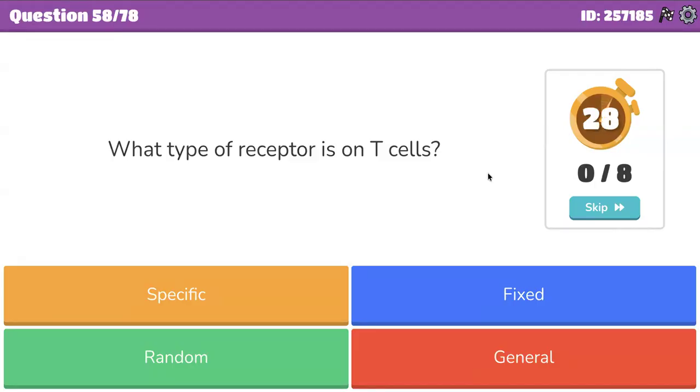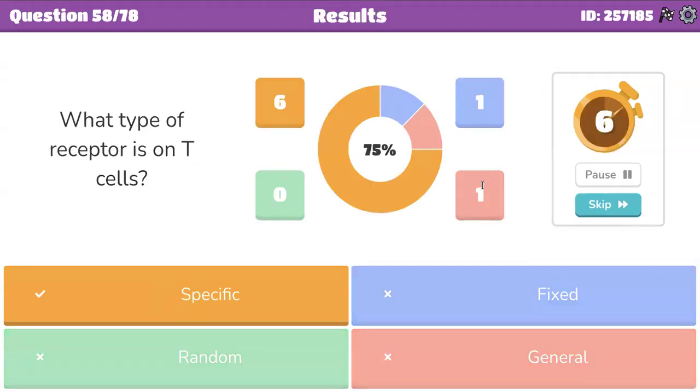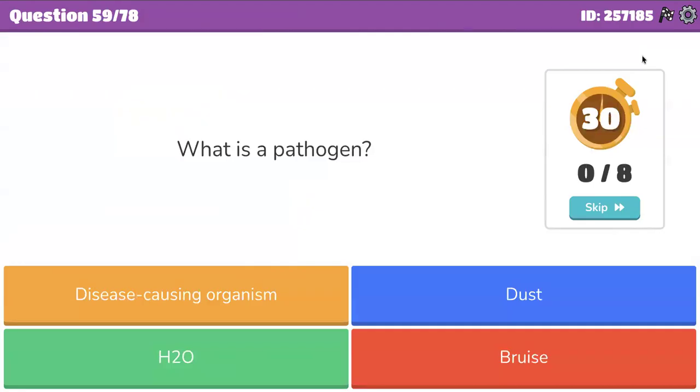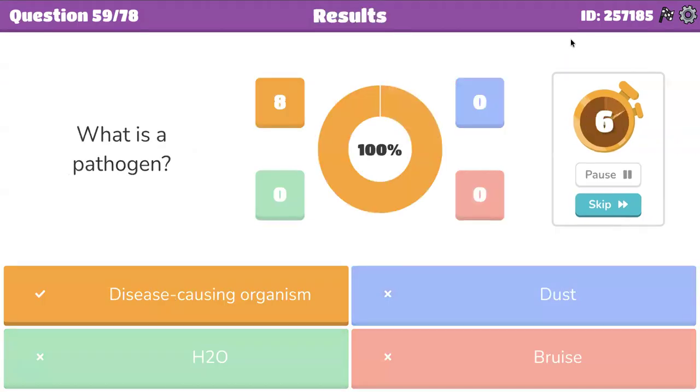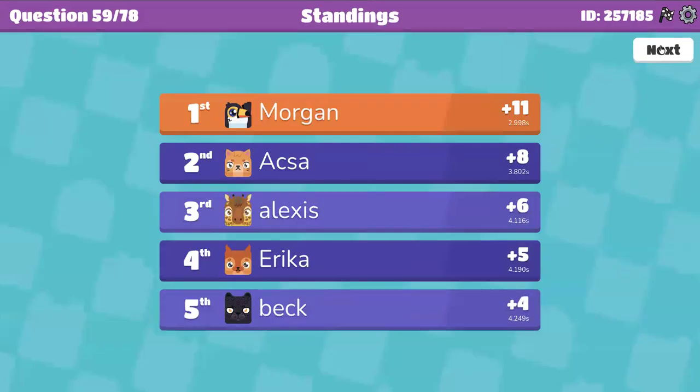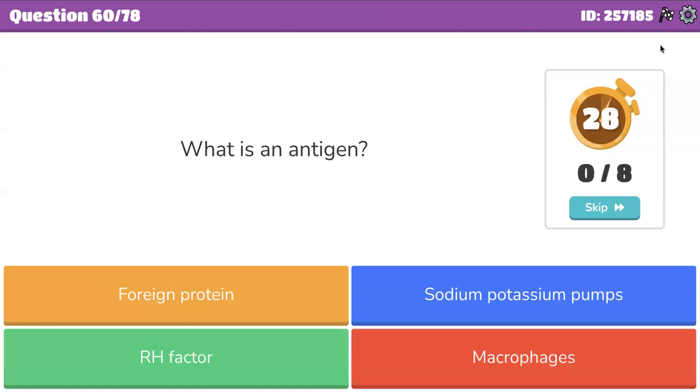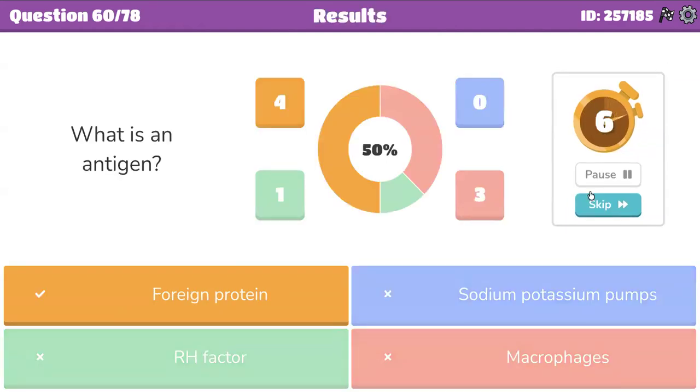What type of receptor is on T cells? Is it specific, fixed, general, or random? Yep, a specific one, because they are specific immunity. What is a pathogen? If anyone had picked water, I would be a bit confused, but I'm glad you all know what a pathogen is. What is an antigen? Yep, it's a foreign protein.